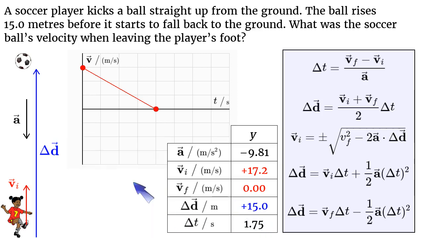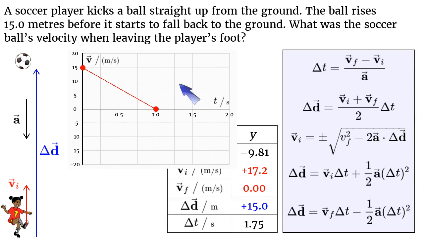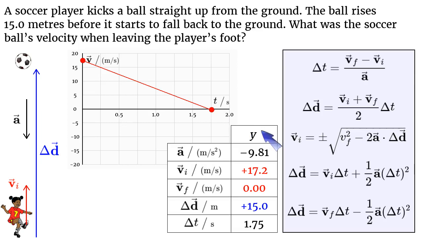Now that we've solved for all the variables, we can make a more accurate graph. The initial velocity is 17.2, and the final velocity of 0 occurs after 1.75 seconds. All the numbers in our table represent something about the graph. The 1.75 seconds represents the base or the run of the graph. That tells us how far apart the initial and final points are in time. The initial and the final velocity tell us where to plot the 2 points to mark the beginning and the end of the motion. The slope of the graph, that's the negative 9.81, is the acceleration. And the area of the graph, that's the positive 15.0, which represents the upward displacement.